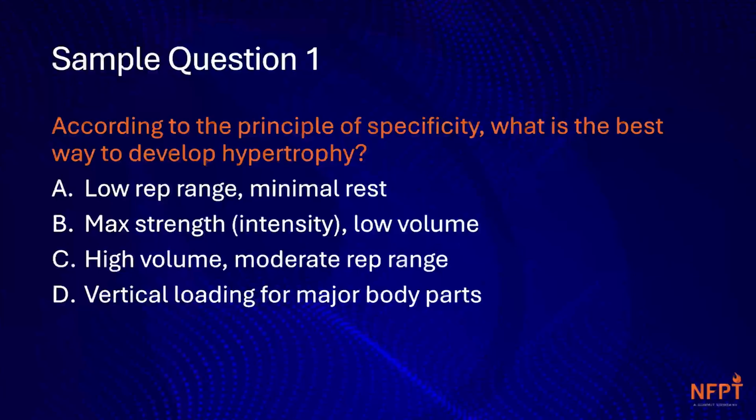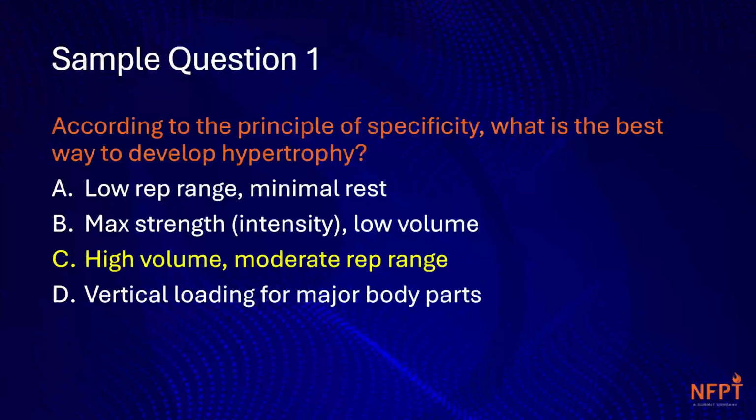Now, before we jump into dissecting it all, let's start with a CPT test taking tip. There is one answer option in here that doesn't quite match the others, and that's answer option D. So A, B, and C all refer to high or low rep ranges or volume. So typically, when there's an answer option that is completely non parallel to the other answer options, it's usually incorrect. So here's a hint: vertical loading for major body parts is not the correct answer, but we'll break down as to why.